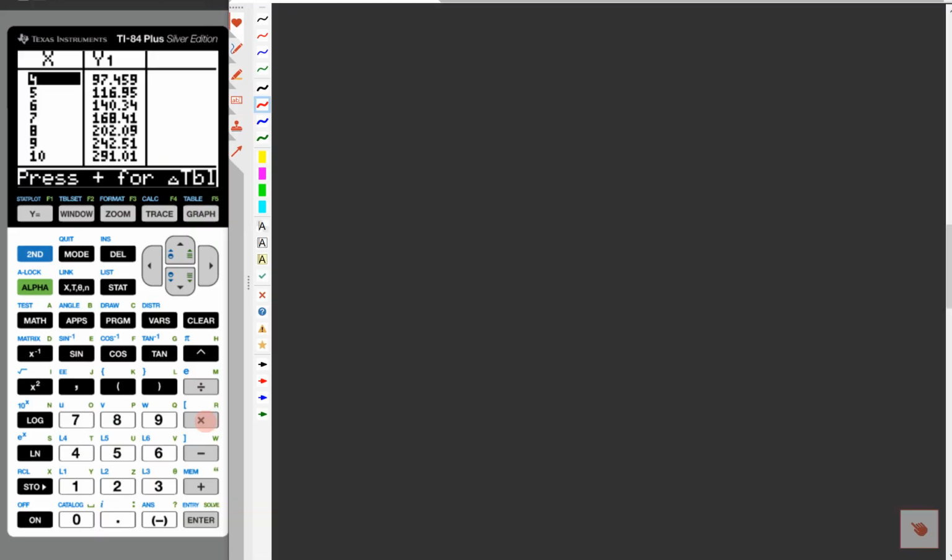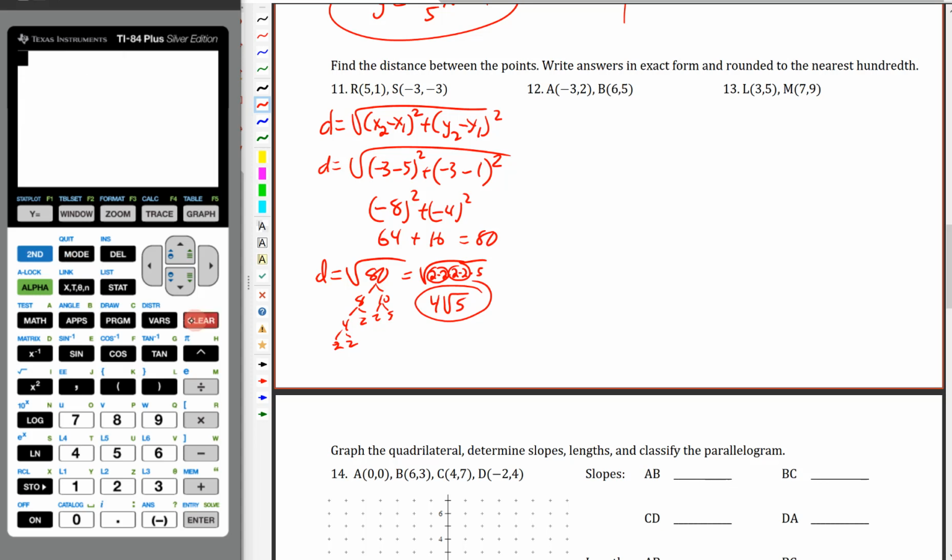And let's just double check and make sure. So I'm going to go back to the home screen, clear everything off, and I'm going to type in a couple of things. I'm going to do the square root of 80 first and just see what we get. So we get 8.94, and then I'm also going to type in 4 and then square root of 5, because what this is going to do is make sure that we got the right answer and that we simplified the right way.